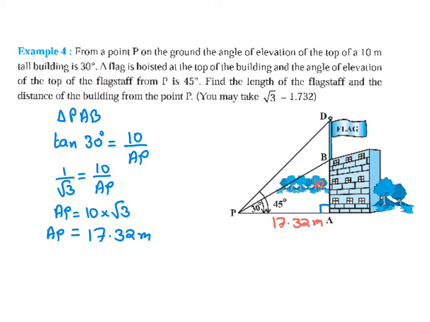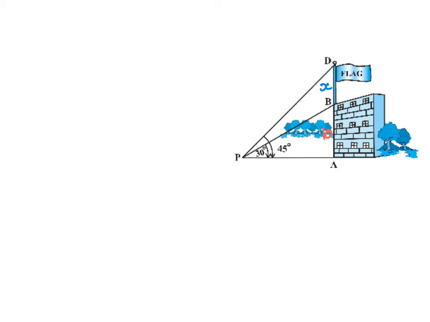We need to now figure out the distance DB, if this is X. We can consider the triangle PAD now, and let's see how to work it out. Now we need to figure out the distance DB, the height of the flag staff. So let us consider the triangle PAD. So we are now looking at triangle PAD. Now in triangle PAD, what is the angle of elevation? 45 degrees. Now from the 45 degree angle, AD happens to be the opposite side and AP is the adjacent side. Okay, so opposite over adjacent, which ratio?